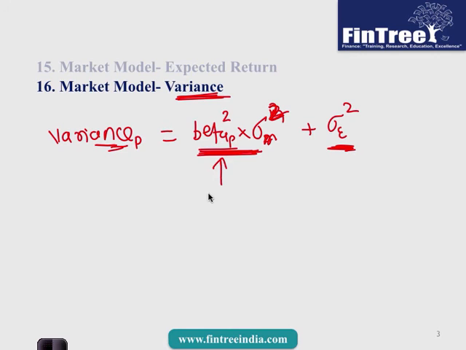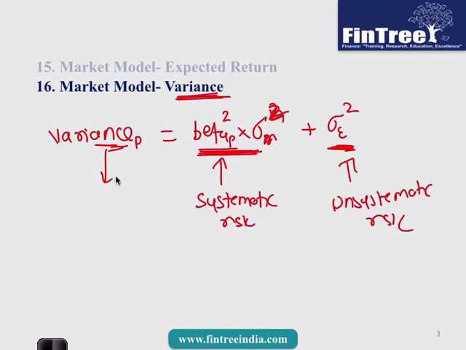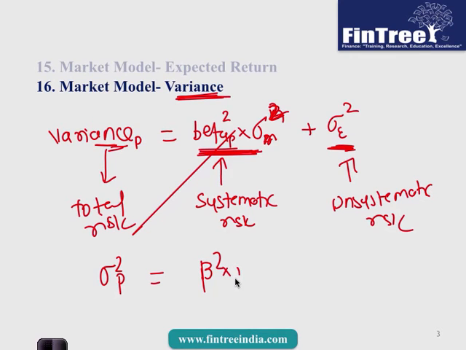So this portion is called as a systematic risk. This portion is called as the unsystematic or stock specific risk, and this variance would be considered as the total risk. Okay, so easier trick to remember in this case is that all the values are squared. So squared variance is equal to beta square into variance of market plus the variance of stock specific risk.